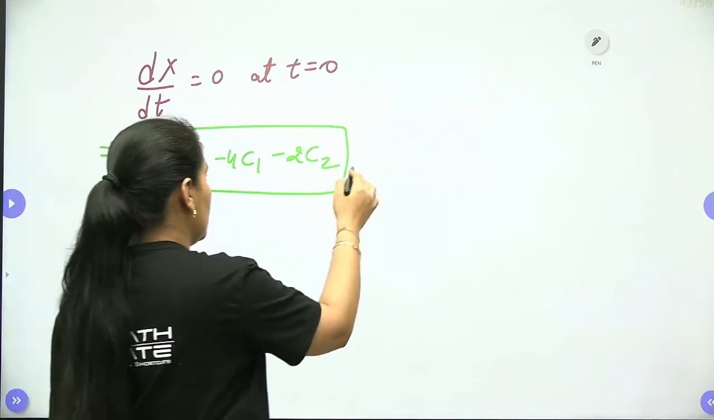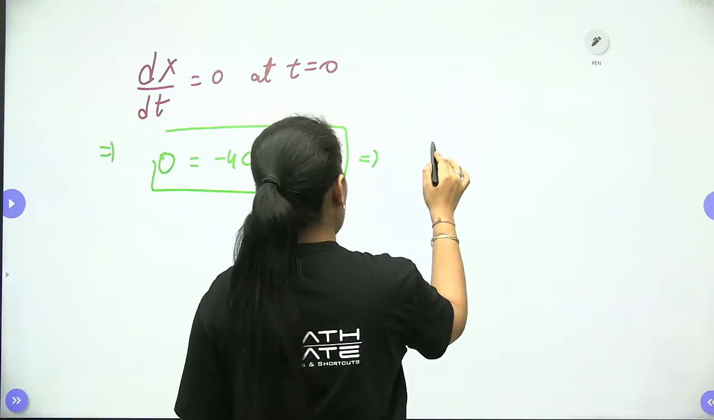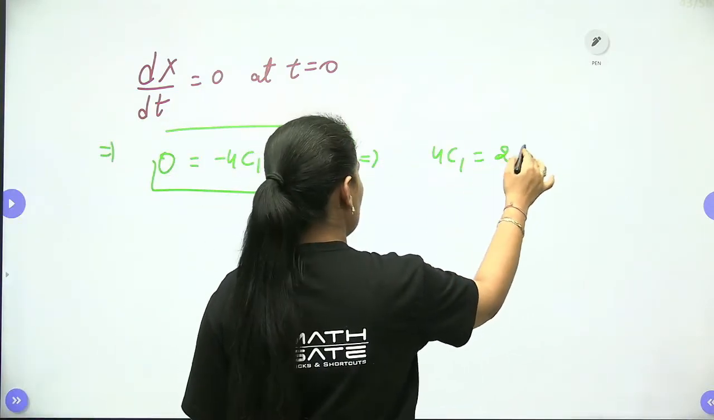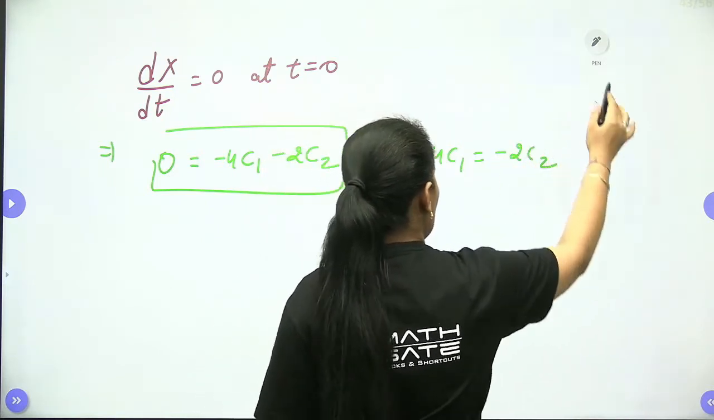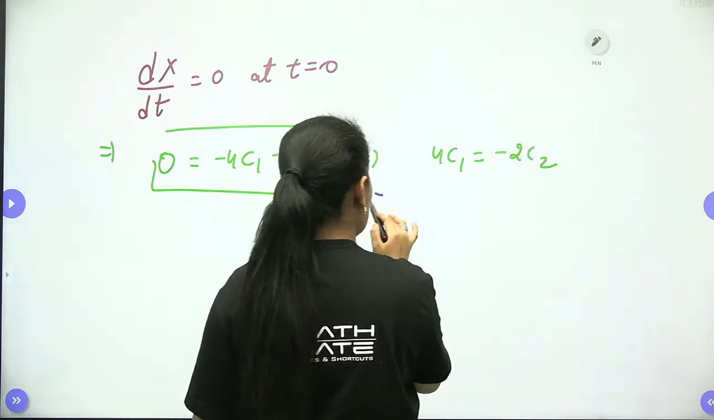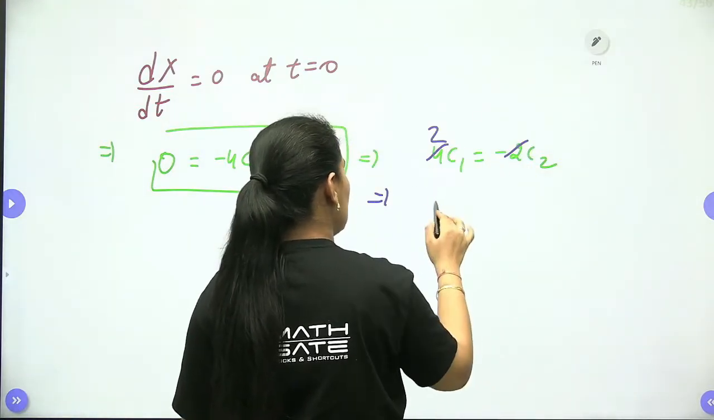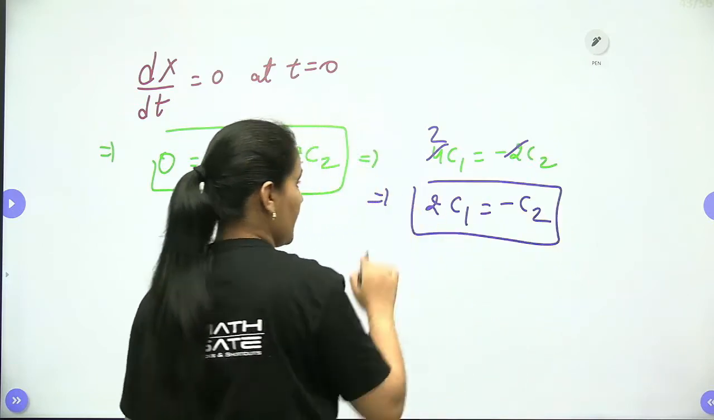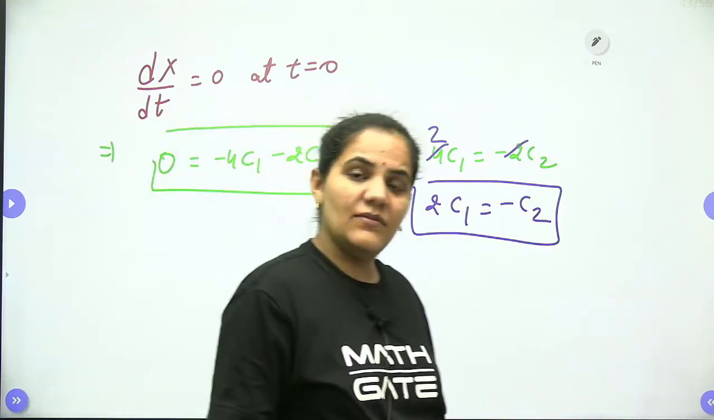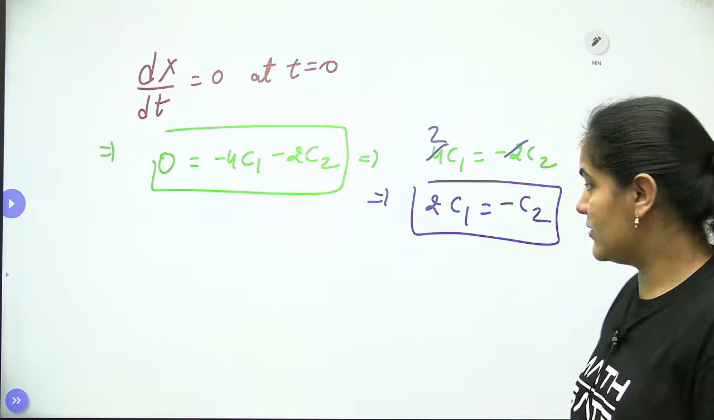Okay. So you can write 4 C1 equals minus 2 C2. You can say it is 2, so twice of C1 equals minus C2. Okay. The second condition which we are having is twice of C1 equals minus C2.